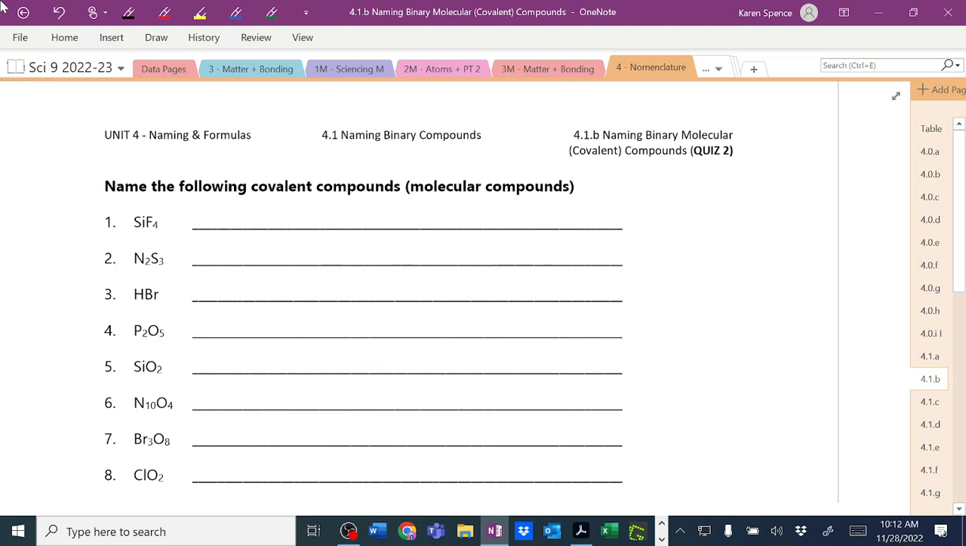4 is tetra, not penta. Oh, penta's 5, right? Penta's 5. Yeah, that's right. And then we don't change the ending of the first word. Never. Okay. Cool. Just practice a little bit more with that, and you'll be good to go.